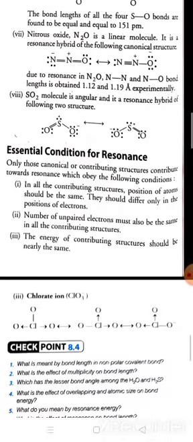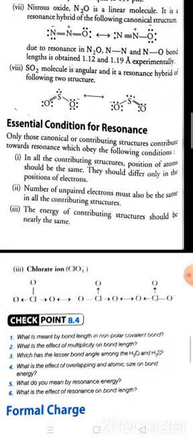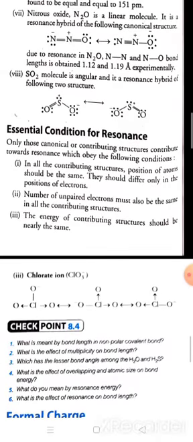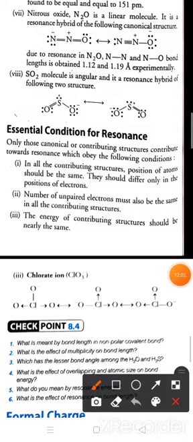Now, essential conditions for resonance. The first condition is that in all contributing structures, the positions of atoms should be the same. They should differ only in the positions of electrons. Electrons can change their positions, but the atoms do not change their positions.